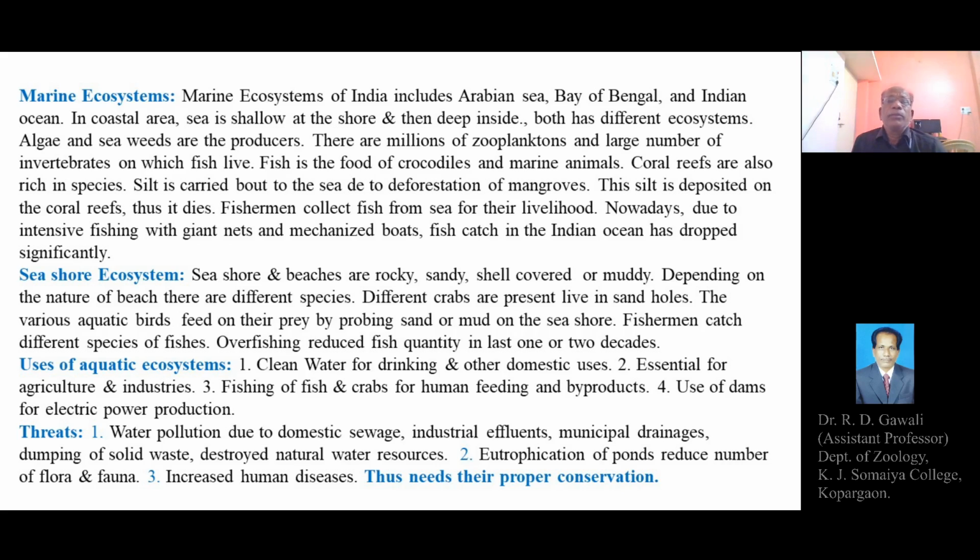There are millions of zooplanktons, meaning small microscopic aquatic invertebrates, feeding on the phytoplanktons. So there are millions of zooplanktons and a large number of invertebrates on which fish live.